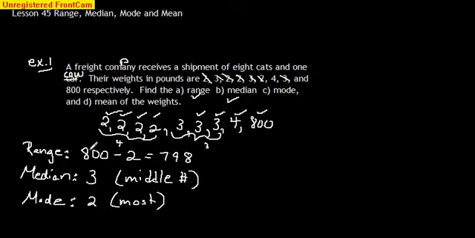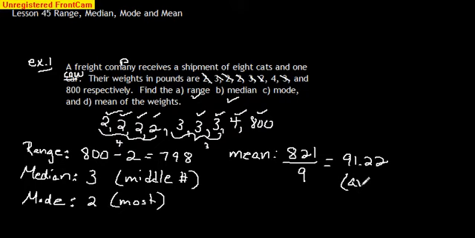And then finally, the mean. Now that doesn't sound very nice, but mean is the average. So what we do is we add all our numbers up and divide by the total number. So we would add 2 plus 2 plus 2 plus 2 plus 3 plus 3 plus 4 plus 800. You just do that on your calculator, and you get 821. And we already counted that we had 9 numbers, so we divide that by 9, and we get our average is 91.22. So mean is your average. You have to memorize these.